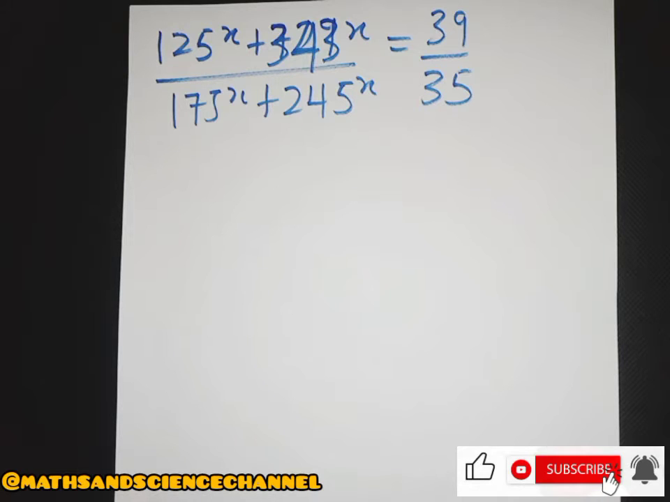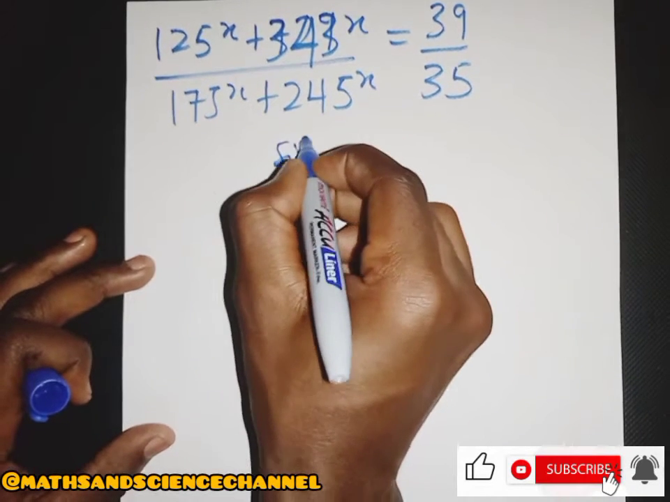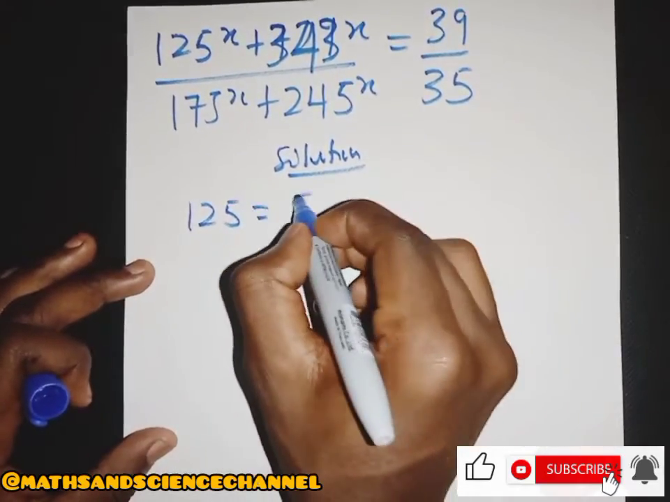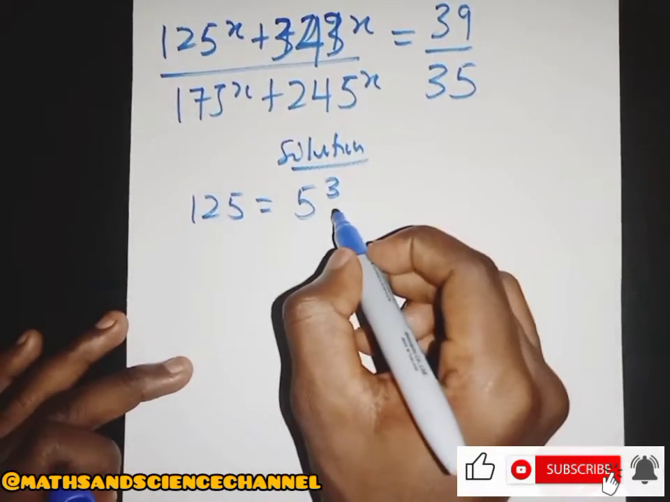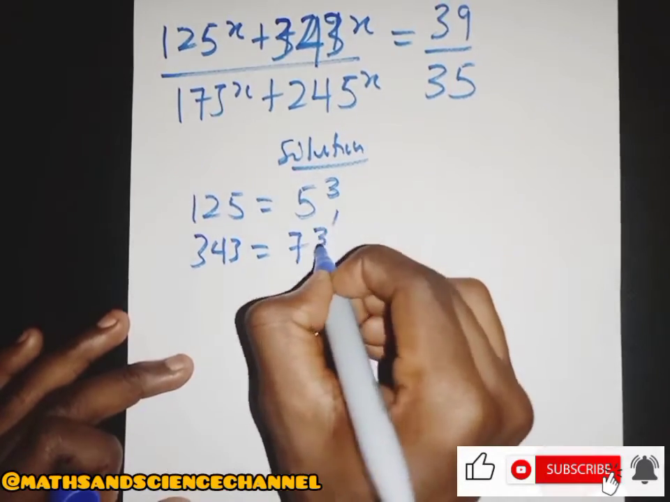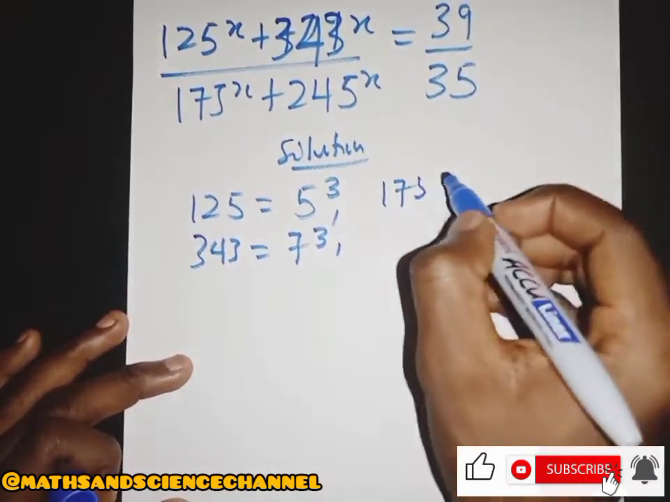So now if you look at the bases in all, you realize that 125 we can write as base 5 to the power something, and with the 175 also we can have 5 to the power something, and also with the 343 we can have 7 to the power something. So let's do that. With the 125 here we can have 5 to the power 3, and with the 343 here we can have 7 to the power 3, and then 175 here, right?